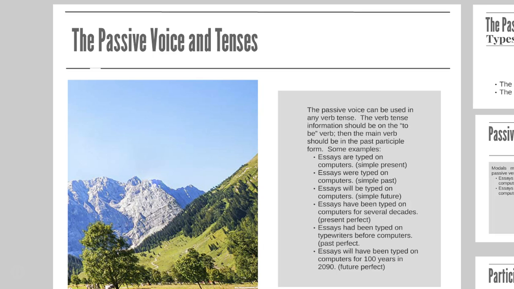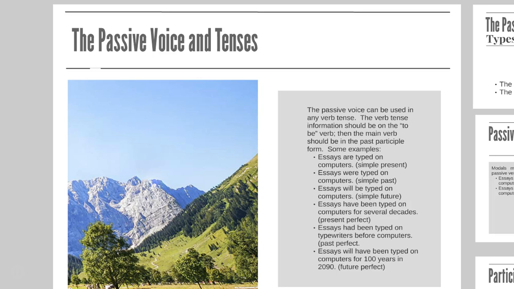Essays are typed on computers. This is the simple present. It's composed of the verb to be, are, and a past participle, typed. Notice that the verb are is in the simple present tense. The second sentence is in the simple past. Essays were typed on computers. So this sentence also consists of a to be verb and a past participle. And the to be verb is in the simple past form.